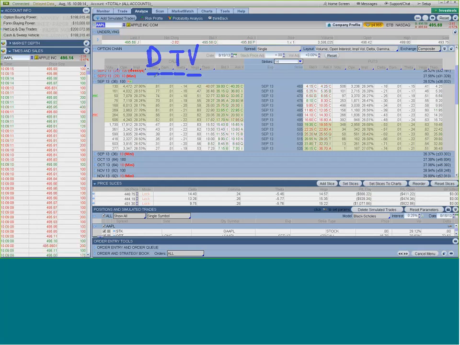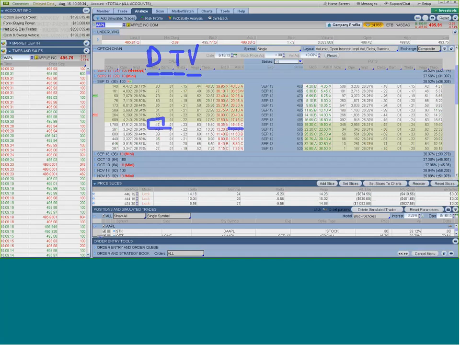For example, the 500 calls have a delta of 47. That means if Apple stock goes up $1, this particular option contract, which costs $15.60 right now to buy, we're not going to make $1 on the option, we'll make 47 cents.